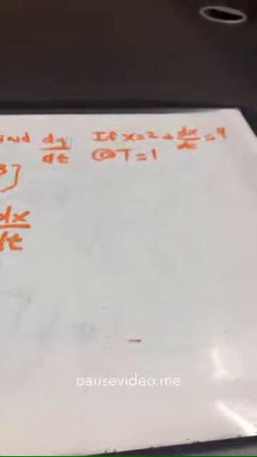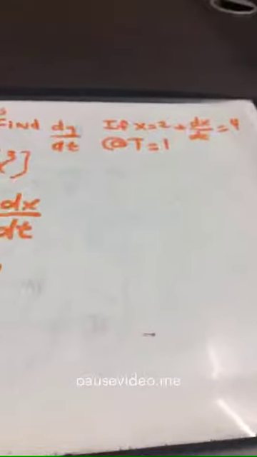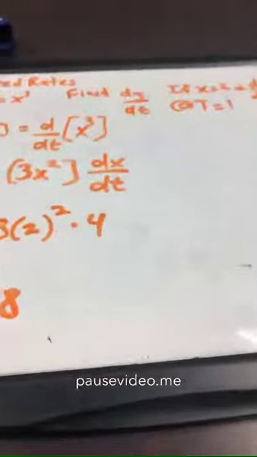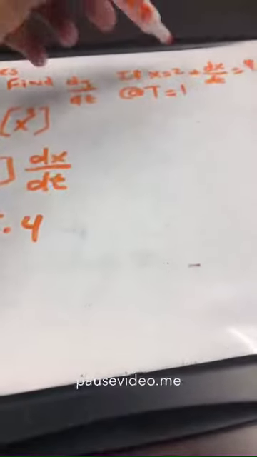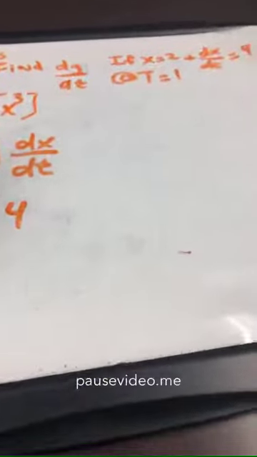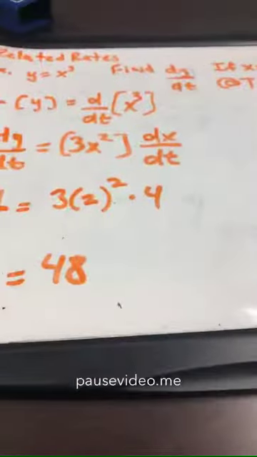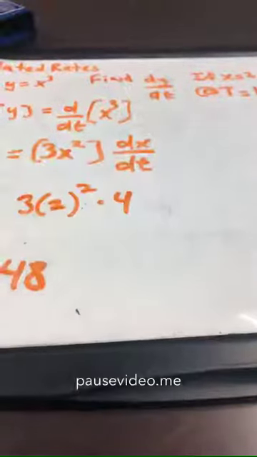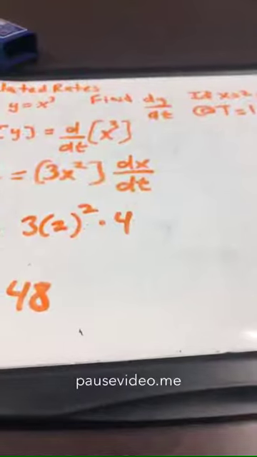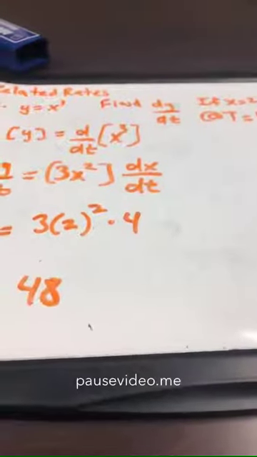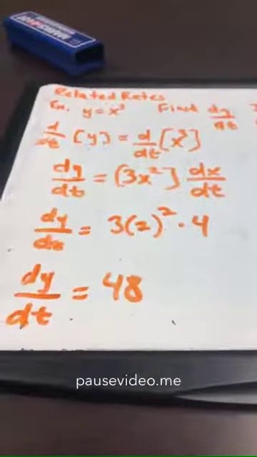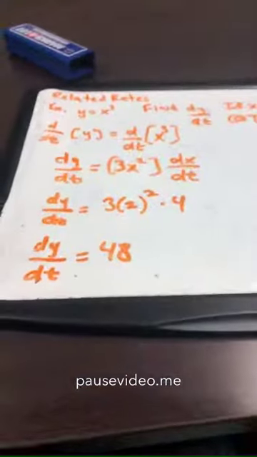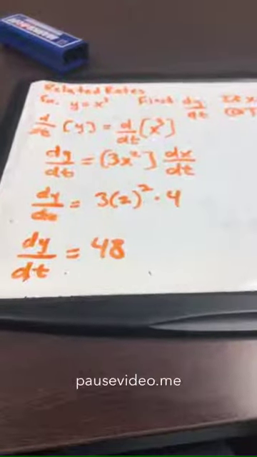But here in this example, what's happening at t equals 1, we have the information that x is equal to 2 and dx/dt is equal to 4. And we were able to simply substitute x for 2 and dx/dt for 4 in this problem, just because we knew that. Also, what I wanted to mention was that dx/dt is the rate of change of x according to time. So once again, we just were able to plug in and get our answer as 48. And that is it for my related rates problem.